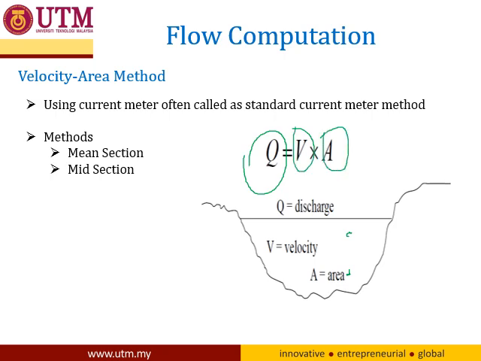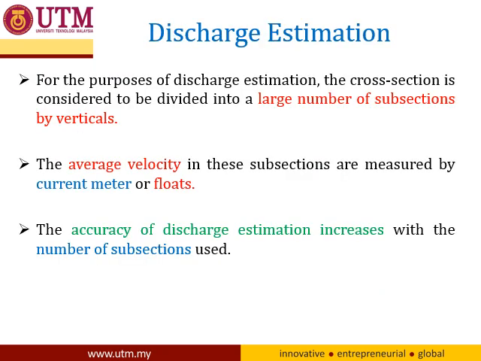The simplest way is, what is the velocity of this water flowing, and what is the area? You just multiply them, so you get the discharge. Because the river is really wide, it's not really accurate if you just measure 1 point. So you will need to divide the river into a large number of subsections vertically, and we take the average velocity in these subsections by using a current meter, or floats.